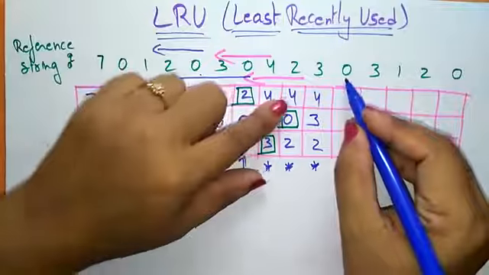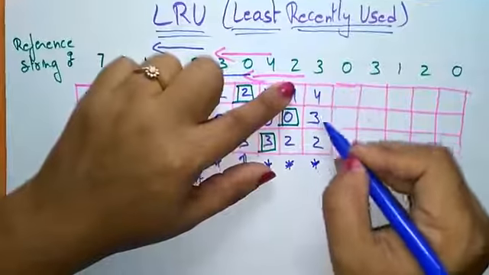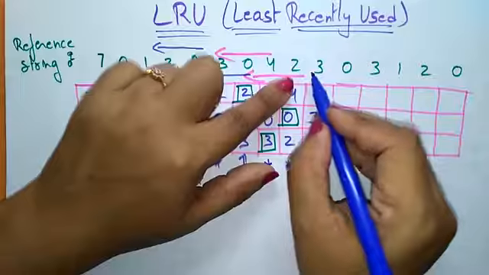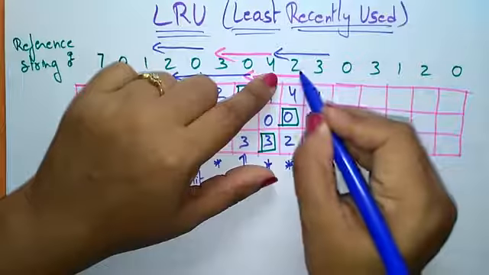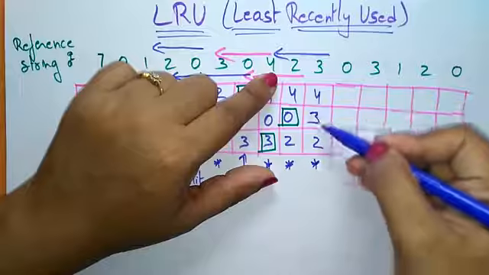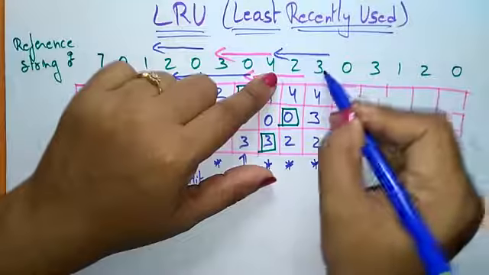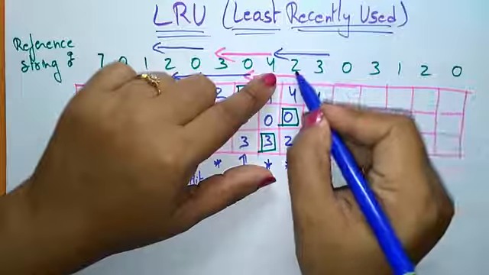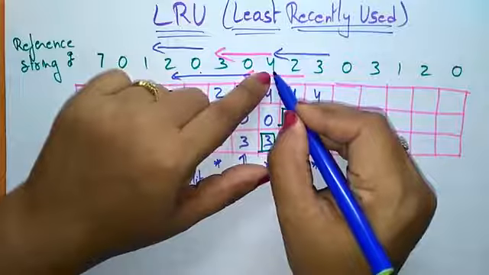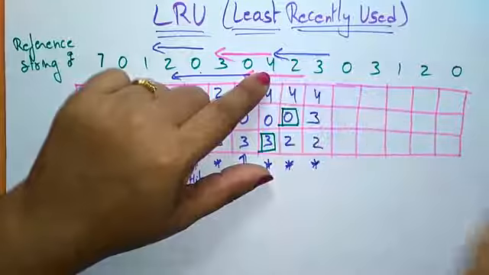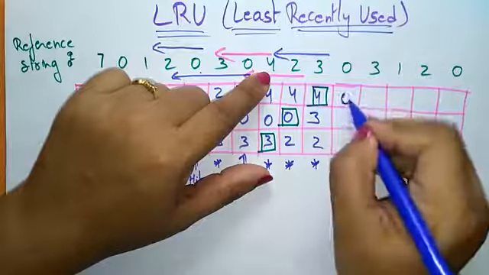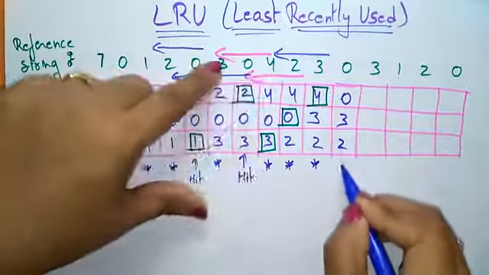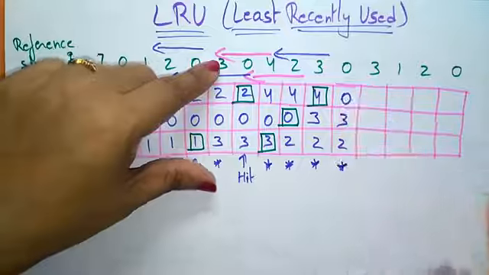Now write for the 0. Which page do I have to replace? So check for the least recently used. Here there are only 3 numbers, 3, 4, 2, so you have to check these 3 numbers only. 3 is most recently used, 2 is next, 4 is least recently used. So in place of 4, I have to write 0, 3, 2. So this is also a page fault because 0 is not present.